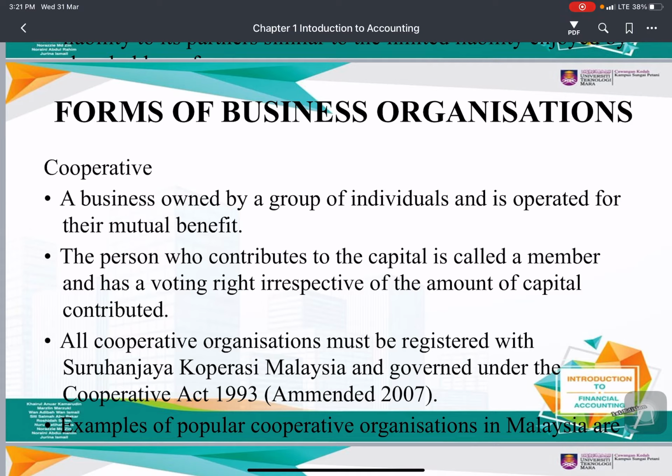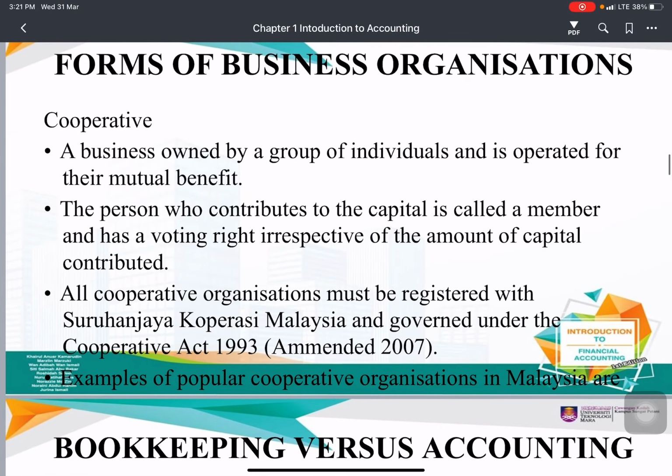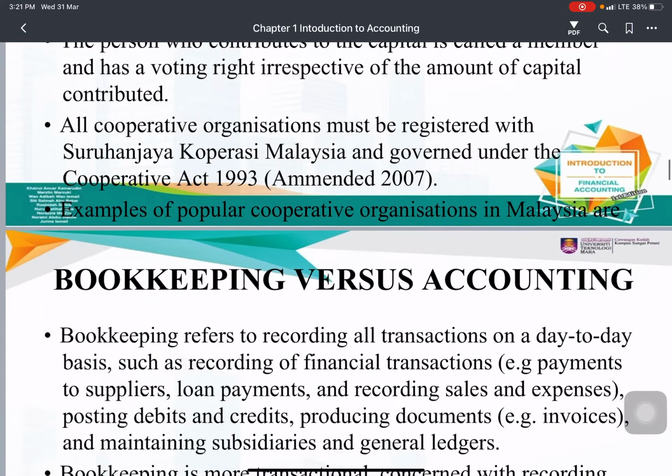The person who contributes to the capital is called a member and has a voting right irrespective of the amount of capital contributed. So it means that once they have shares, that is capital invested, they have the right. They have their own act, which we name the Suruhanjaya Koperasi Malaysia or Cooperative Act 1993. Examples of cooperative organisations in Malaysia are Bank Kerjasama Rakyat, Bank Pembangunan and other koperasi.